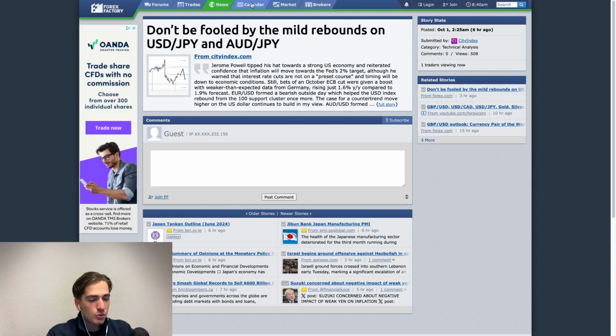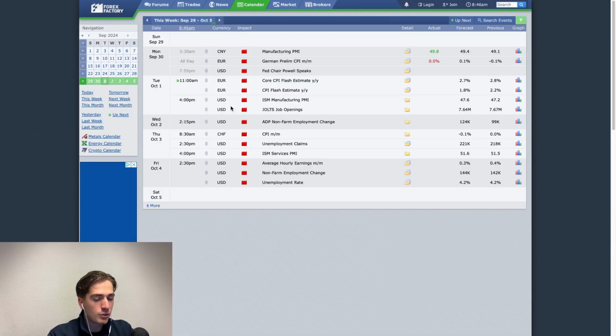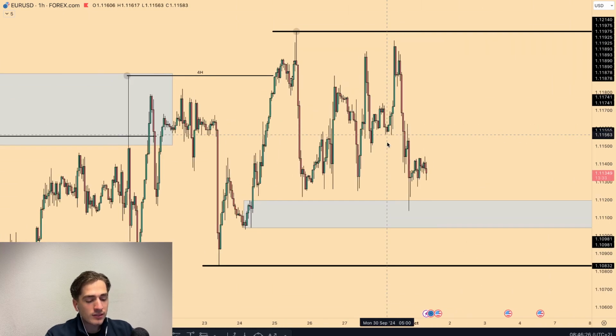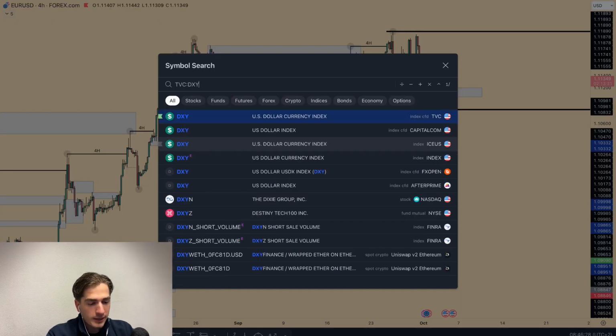Today we have news on the dollar in the afternoon, so you can very clearly see we have ISM manufacturing and JOLTS job openings, so that's definitely going to be moving the dollar later today, and I'll be waiting for that with a lot of anticipation.